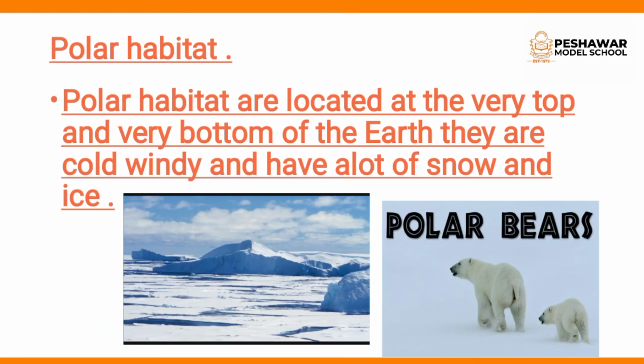Let's explore polar habitat. Polar habitats are located at the very top and very bottom of the earth. They are windy and have a lot of snow and ice. It's even too cold for trees to grow. Tundra takes up a lot of the area of polar habitats. Penguins and polar bears live in polar regions.